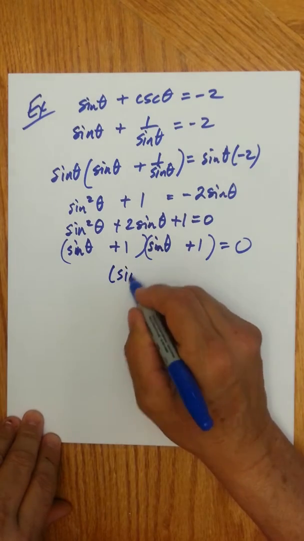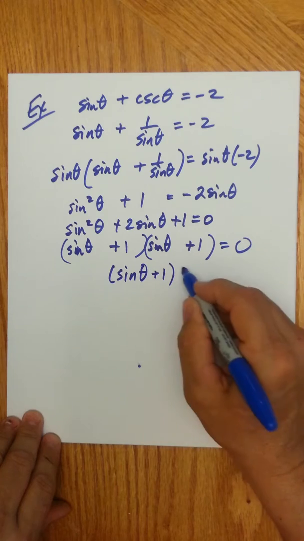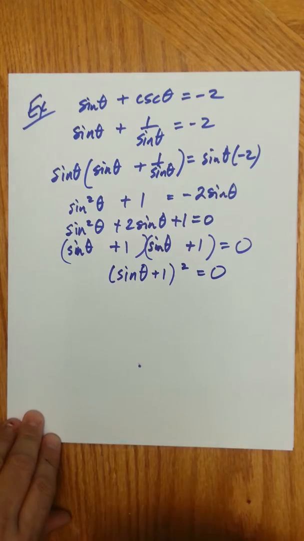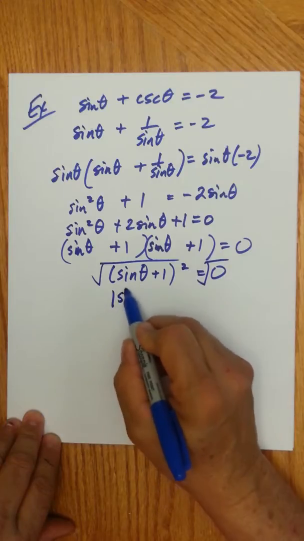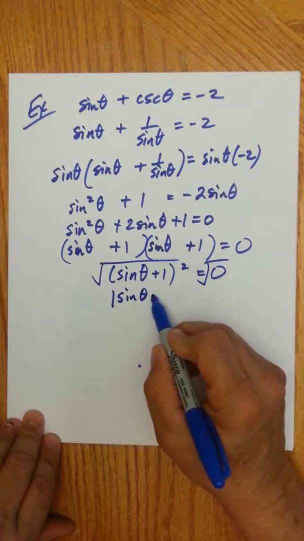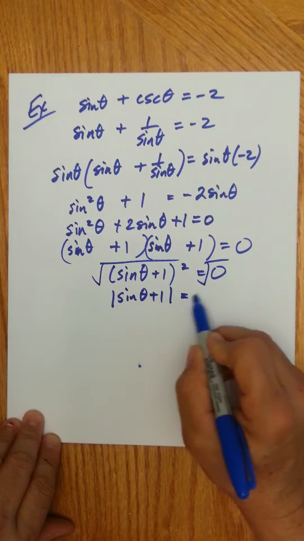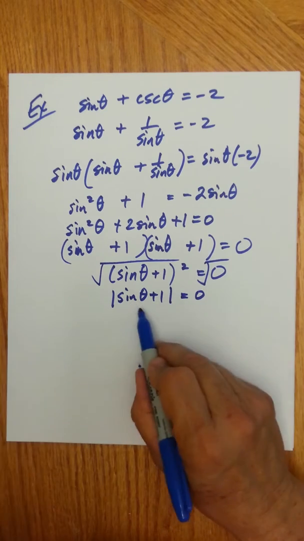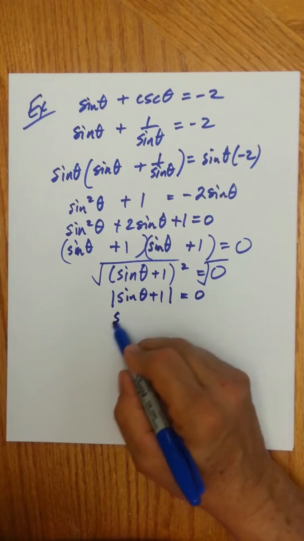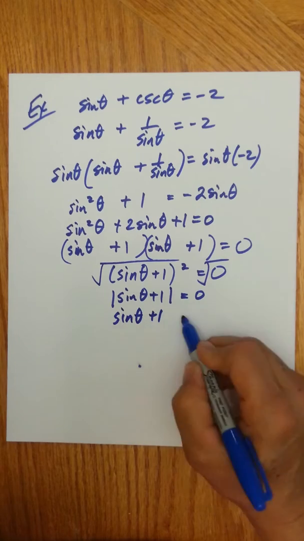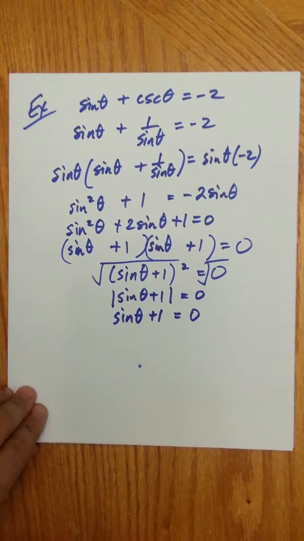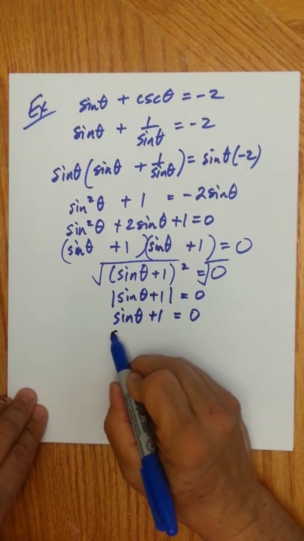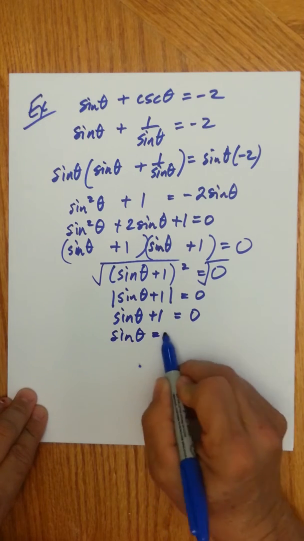So really what I have is sine theta plus 1 squared. Okay. So now I can take the square root of both sides. Technically I have the absolute value of sine theta plus 1 equals 0. And indeed, to remove the absolute value, you'd say, sine theta plus 1 is equal to plus or minus 0, but of course that is not necessary here because it's 0. So now I can say that I'm solving for sine theta equal to -1.